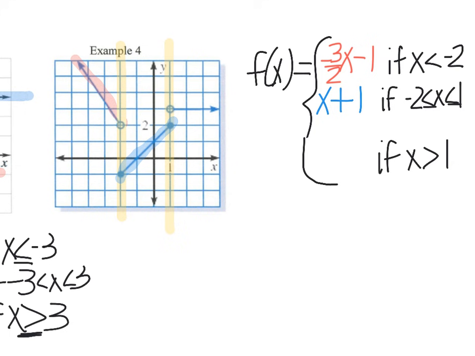Last but not least, we want to look at when x is greater than positive 1, which would be this line right here. So we go to where our domain changes. To the right would be this line, and that's going to be a horizontal line, so it's going to be y equals a number. It's a horizontal line at y equals 3. So we would just say y equals 3 if x is greater than 1. And because it's an open circle, we just leave it as greater than 1. All right, and now we're done.